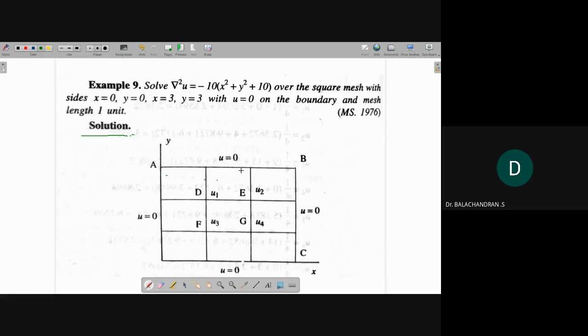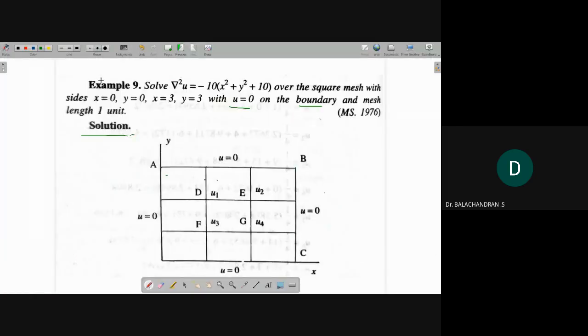So that's why it is written u equal to 0, which means at all the boundary points u is 0. Similarly here. With u equal to 0 on the boundary, and the mesh length 1 unit, the distance here is 1, here also it is 1. It is given in the question. Now you should find the values of u1, u2, u3 and u4.